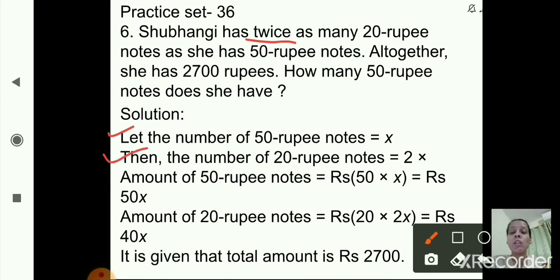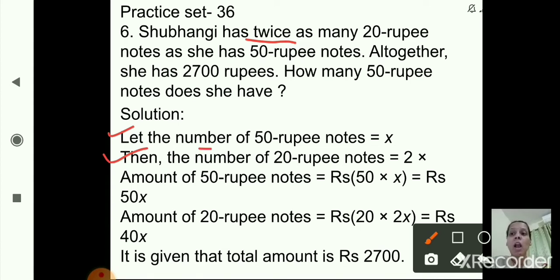Why 2x? Because in the question it is given she has twice as many 20 rupees notes as she has 50 rupees notes. If the number of 50 rupees notes is x, therefore the number of 20 rupees notes is 2x. Twice means double, 2 times. That's why the number of 20 rupees notes is equal to 2x.